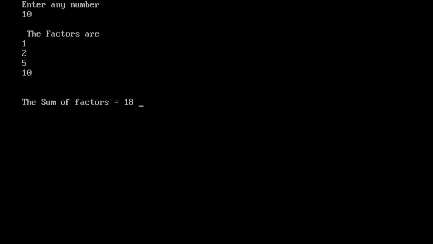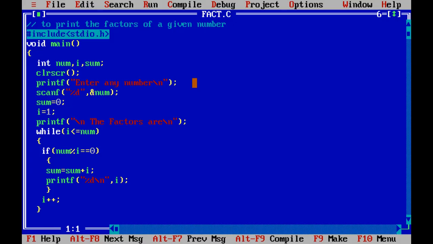These are the sum of the factors of a number. So like that we can do so many programs by using this while loop, such as checking whether a given number is prime or not.